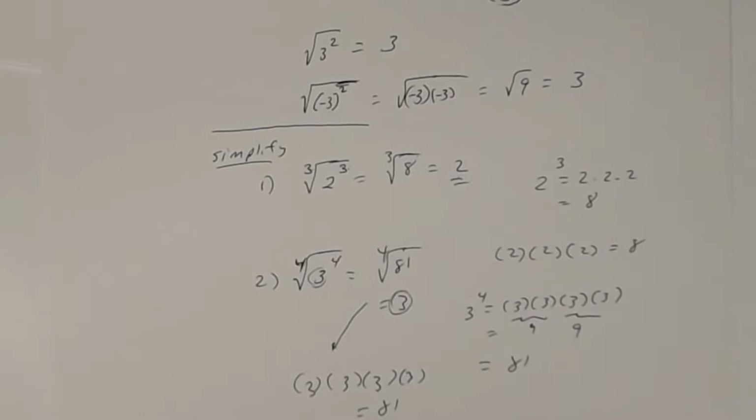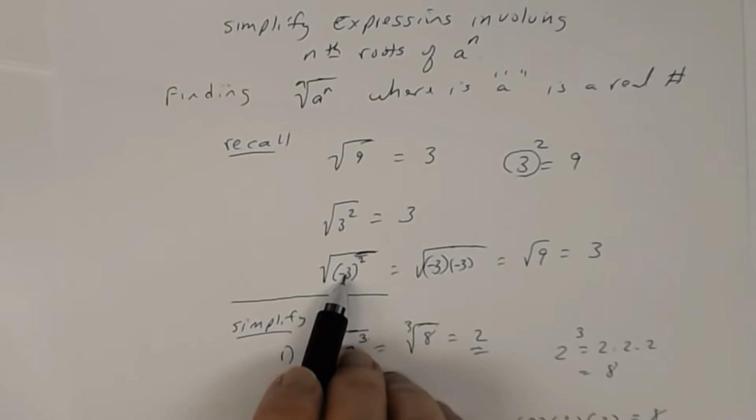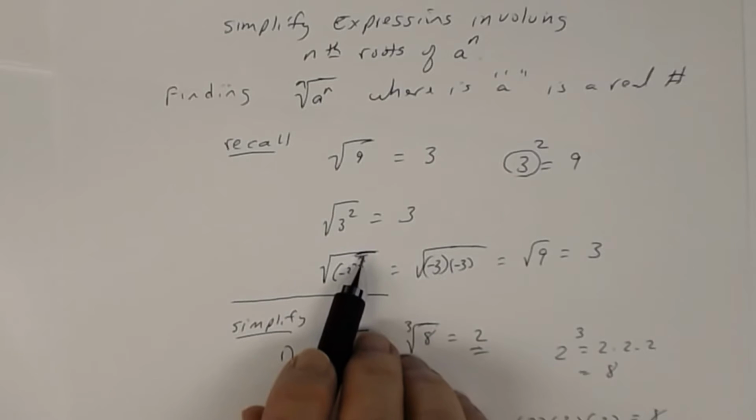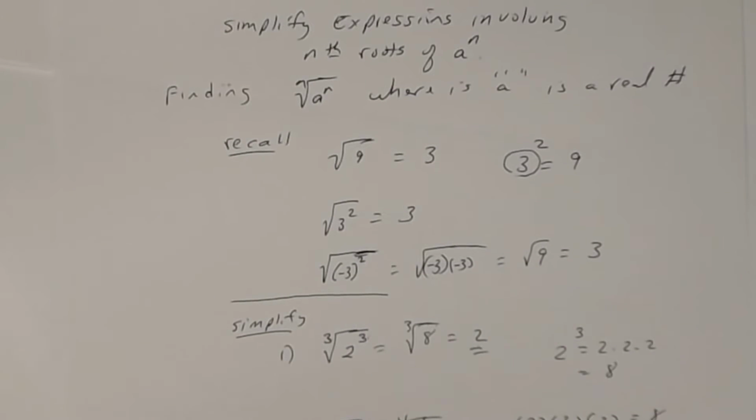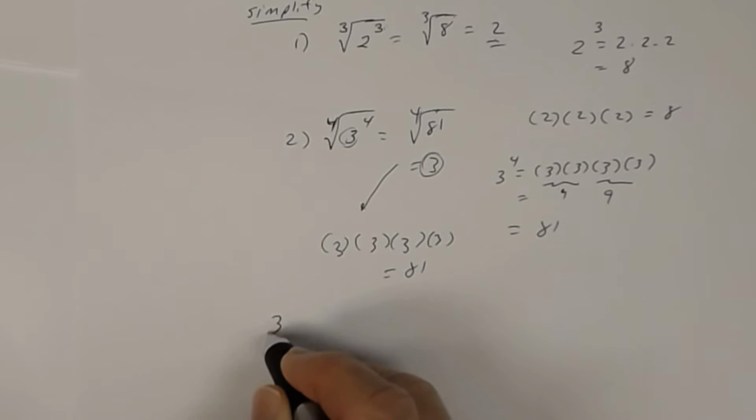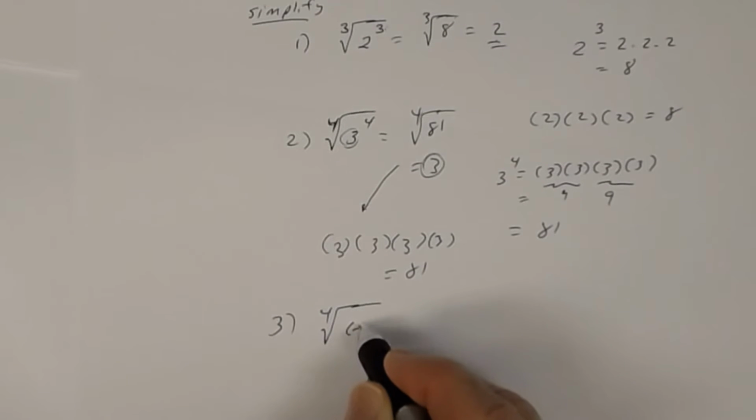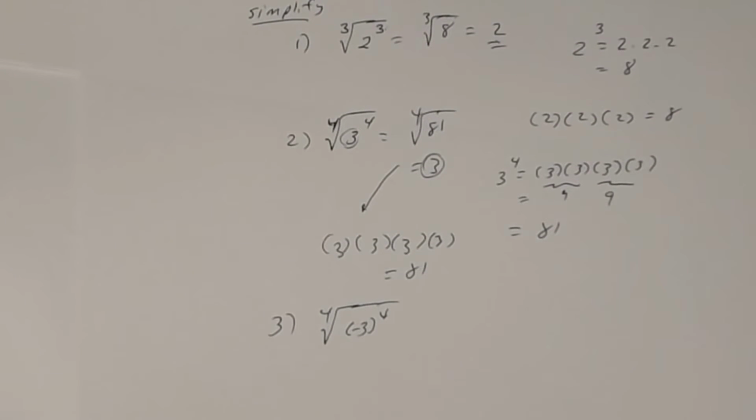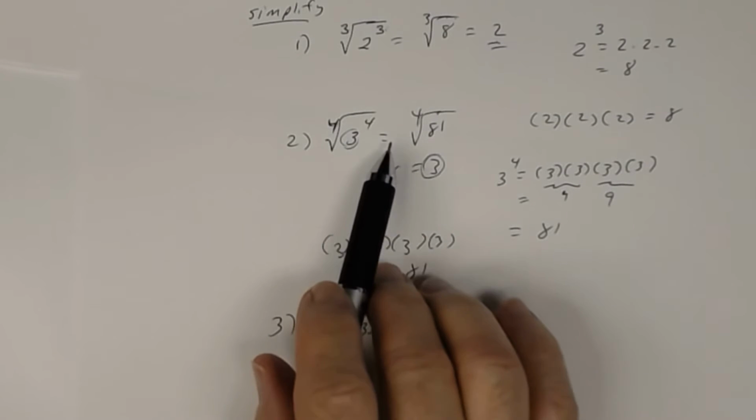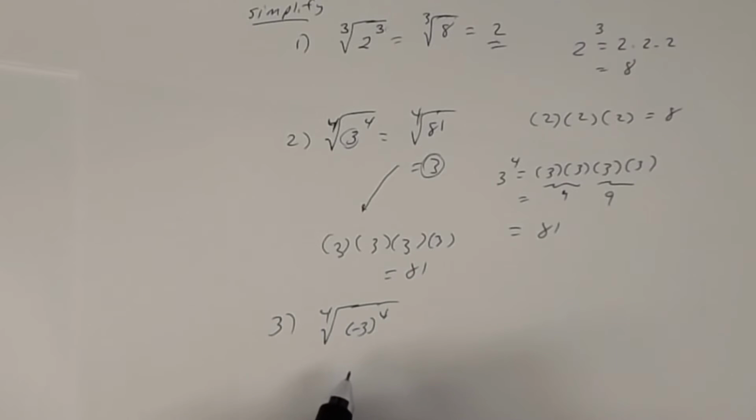Now you've got to be careful. We talked about this. Whenever the base is negative and is being raised to an even power, you have to be careful. So here's the point I'm going to make now. Let's look at number 3. What if I had the fourth root of negative 3 to the fourth? So we know that the fourth root of 3 to the fourth is 3. What do you think the fourth root of negative 3 to the fourth is? Do you think it's negative 3?